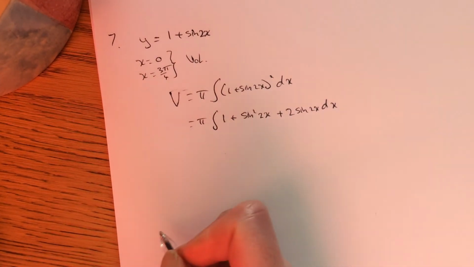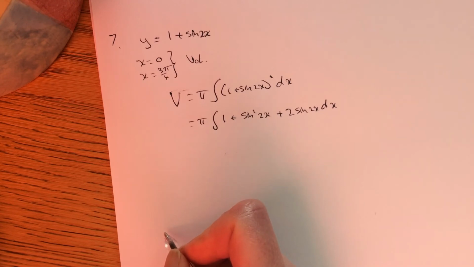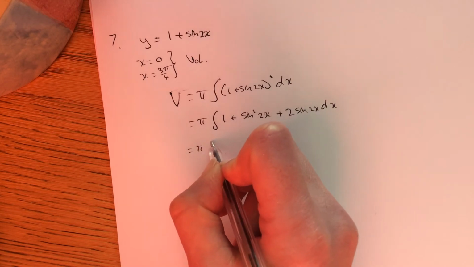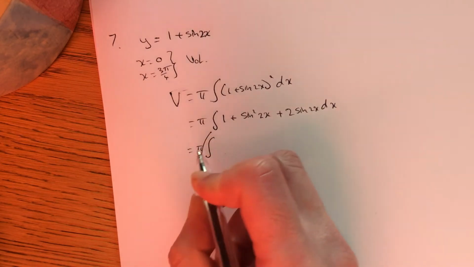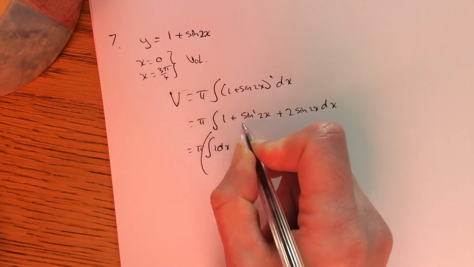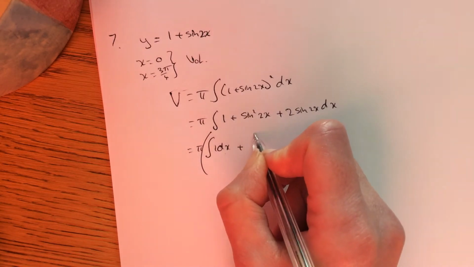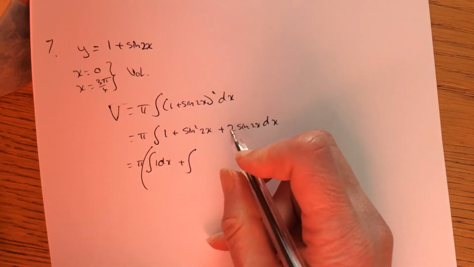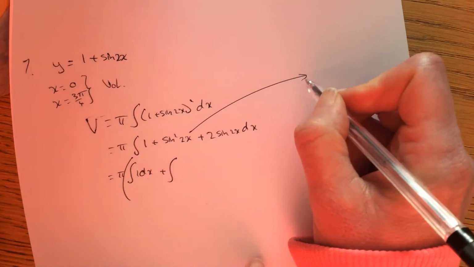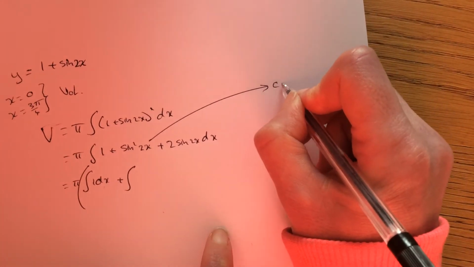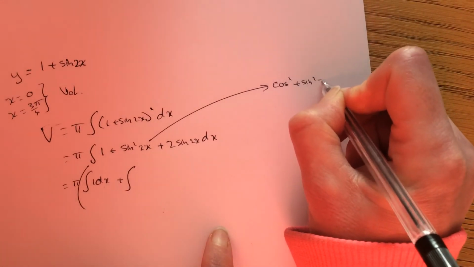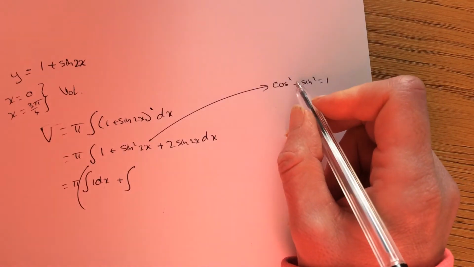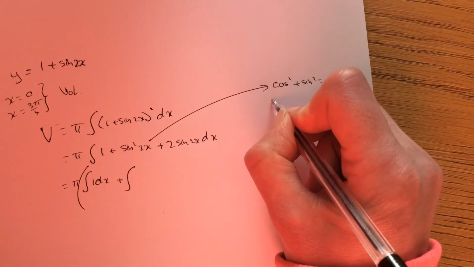Now, trying to think here of how to integrate each of these bits and pieces. So I'll just leave that pi sitting outside, just put a big bracket around the whole thing, 1 dx. Sine squared is not on my list of things that differentiates to give sine squared. Nothing does. So I'm going to try and think of where else does sine squared come up. Well, you could use cos squared plus sine squared equals 1, but that's no use because cos squared is not on my list of trig differentials.